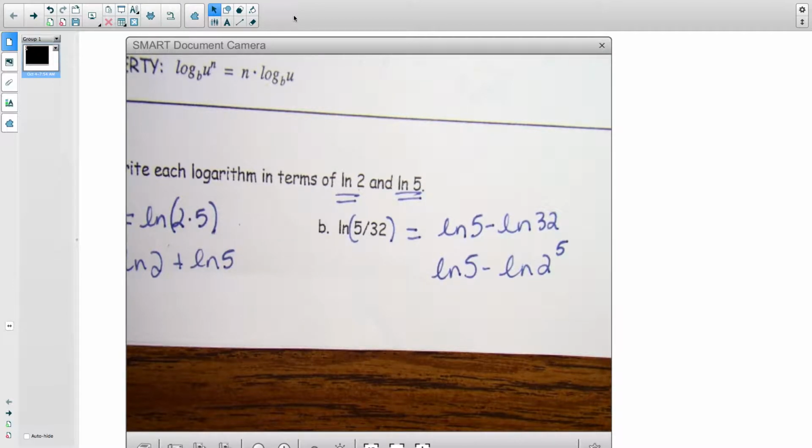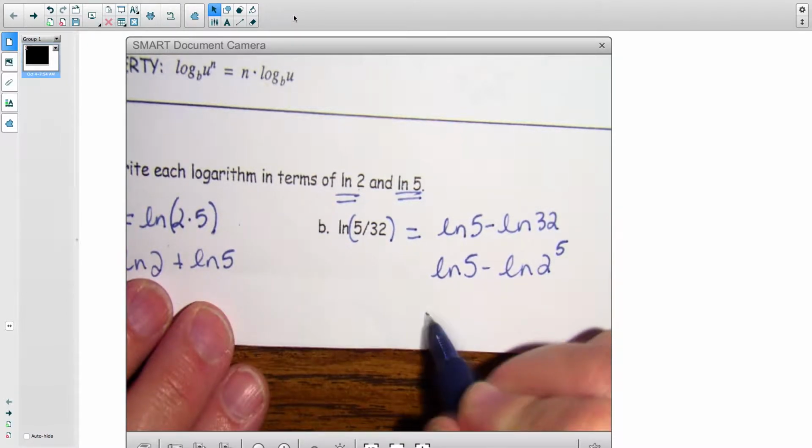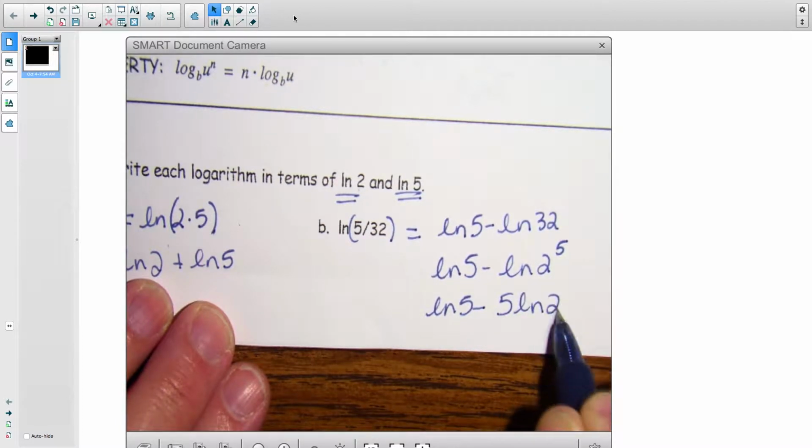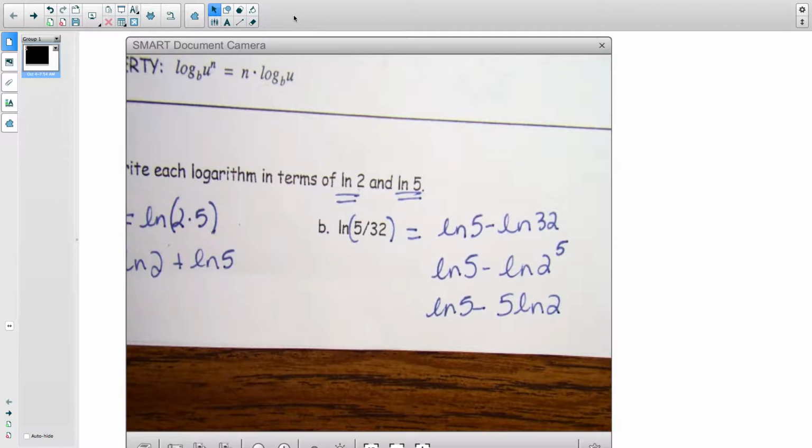So we can bring the 5 in front, and it'd be natural log. So it'd be natural log of 5 minus 5 natural log of 2. Everything now is in terms of natural log of 5 and natural log of 2.